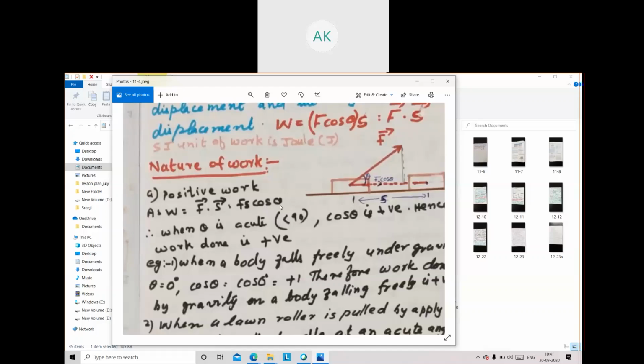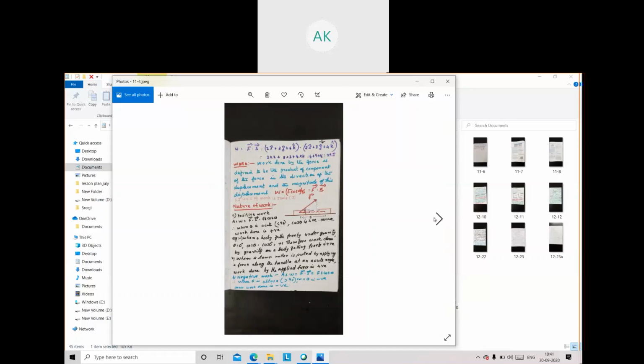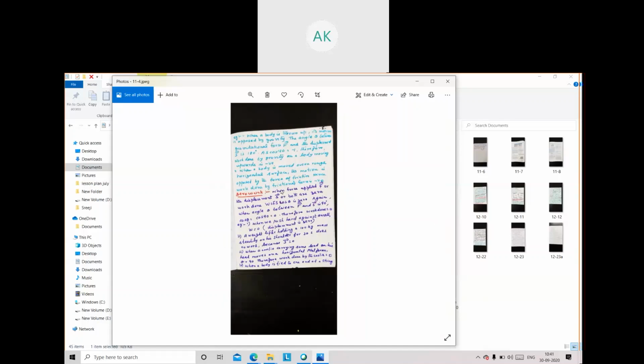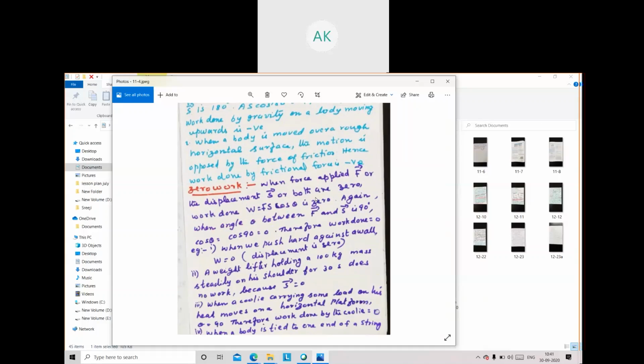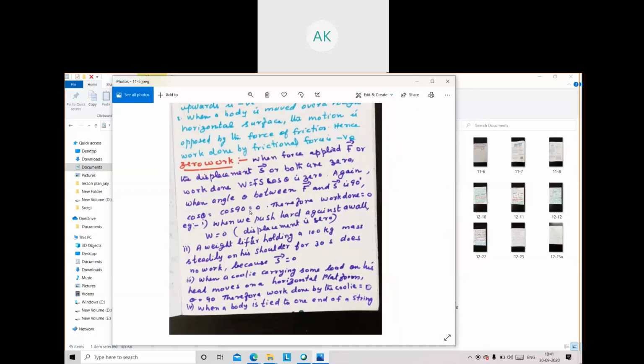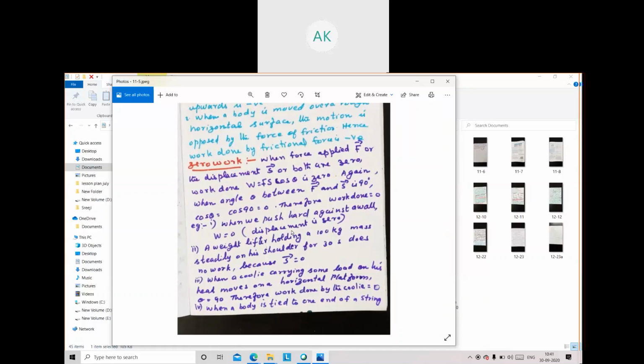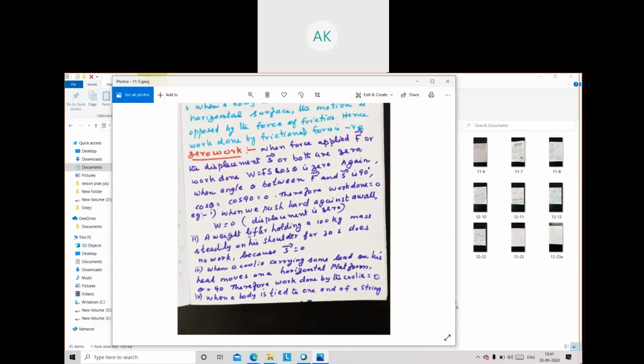Another case is when theta is 90 degrees. Theta is 90 degrees, 0 work done, you can see here. When force applied F and the displacement S both are 0, work done is 0. Again, when the angle theta between F and S is 90 degrees, then also work done is 0 because cos 90 is 0. When we push hard against a wall, work done is 0 because displacement is 0.